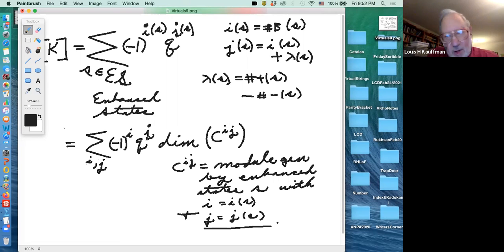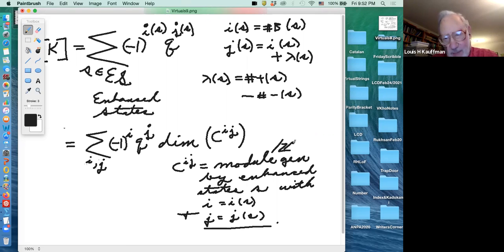So I'm going to collect all the states up that have a given I and a given j, and I'll form a module, all linear combinations of them, let's say over the integers, module over the integers, generated by them, and then I'll take the dimension of that, which just means how many of them were there to begin with. So I could have said, instead of dimension Cij, the number of states with a given I and a given j. But I make a module out of it.